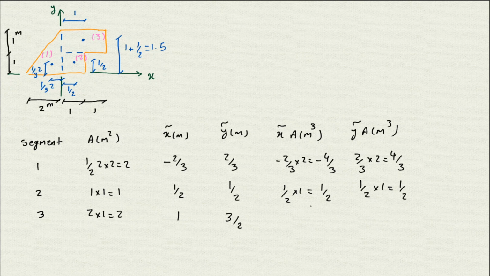If we multiply them together, in the x direction we have 1 times 2, so it's going to be 2. And in the y direction it's going to be 3 divided by 2 times 2, so it comes out at 3. Just know that this 3 divided by 2 is just this value here. After we have them, we will add them all together.